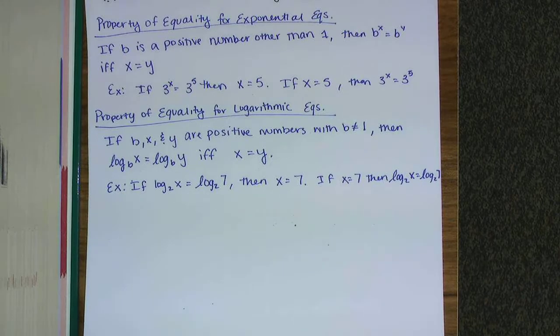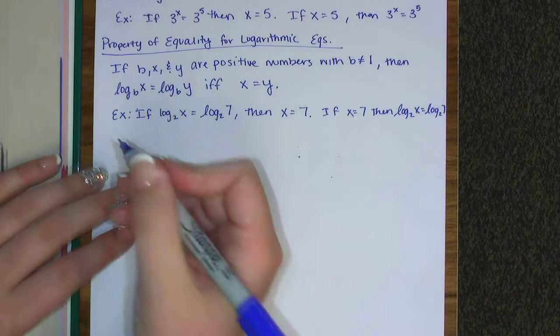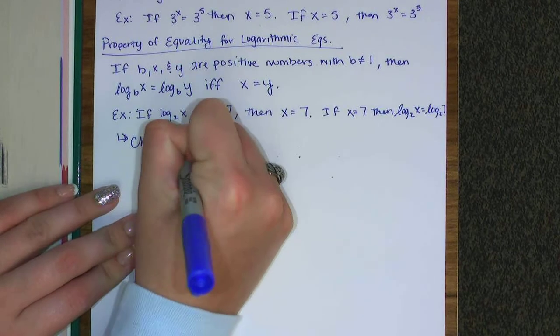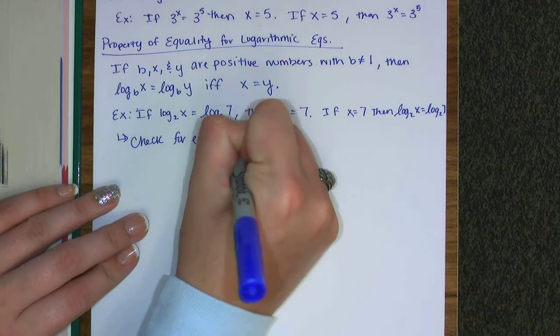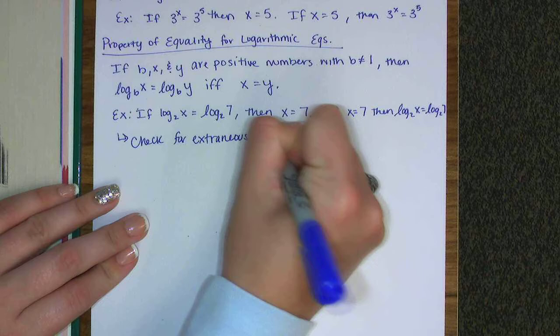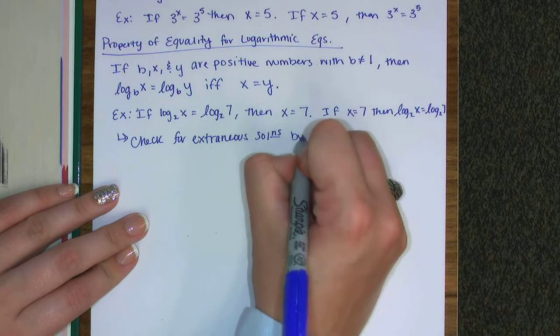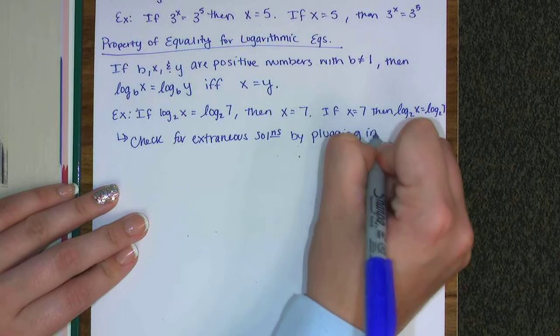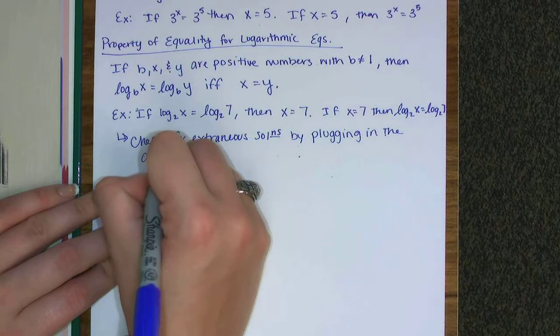Now, the only other thing with these is that we can have extraneous solutions. Okay, so we have to check for extraneous solutions with this type. And we do this by plugging in the answers to the original equation.